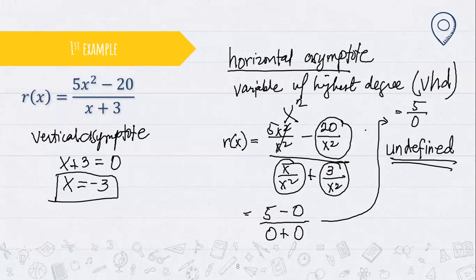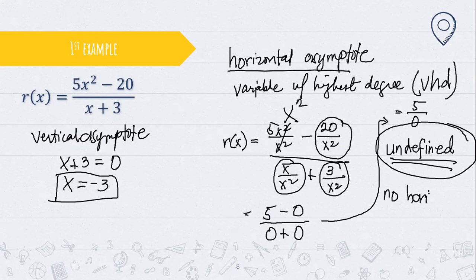Makinig mabuti. Kapag yung ating x-intercept, y-intercept, vertical asymptote, and horizontal asymptote ay undefined sa pag-compute natin, ibig sabihin, wala siya nun. Hindi pa yan yung final answer. Ang final answer is no horizontal asymptote. Pag undefined yung nakuha, wala siya nun. So, since undefined ang horizontal asymptote, no horizontal asymptote.